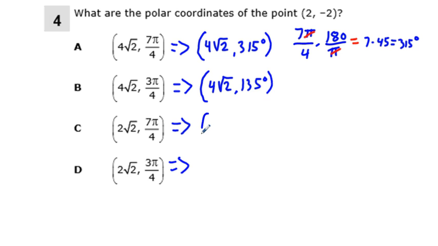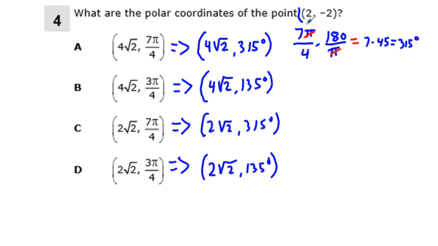7 pi over 4 is going to be, what is this going to be? I got to put 2 square root of 2. It's going to be 315 degrees. And then our last one's going to be 2 square root of 2, comma 135 degrees.